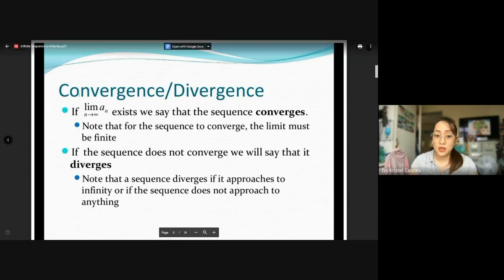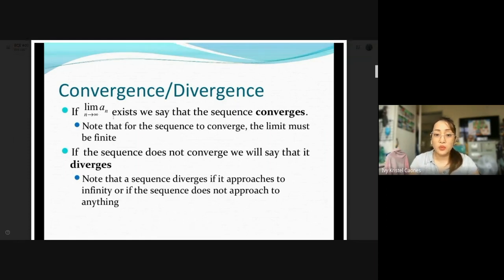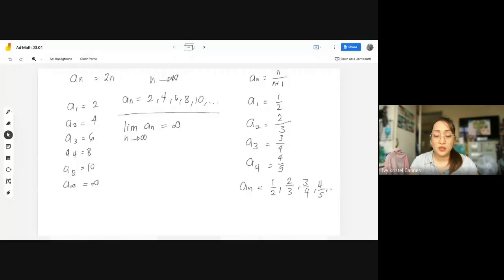If the limit of the sequence exists, we say that the sequence is convergent. That means the sequence is convergent if the limit is definite, or there is a specific value or a specific constant that is equated to that limit. If the sequence does not converge, that means it is divergent. Note that the sequence is divergent if it approaches infinity, or if the sequence does not approach anything.